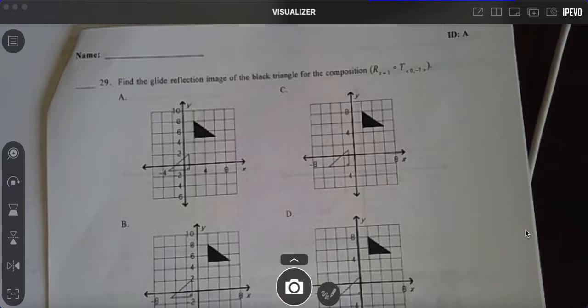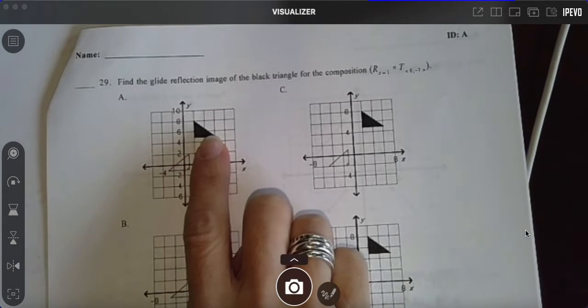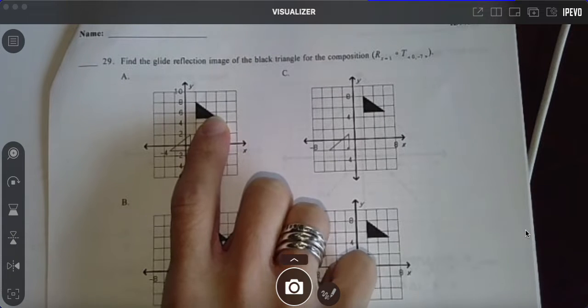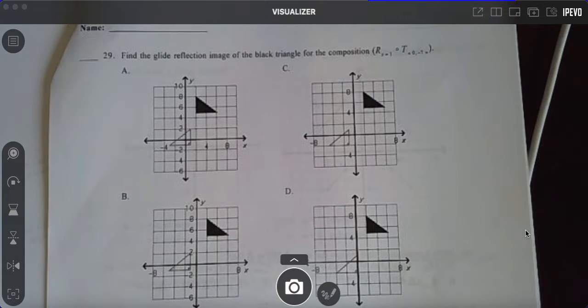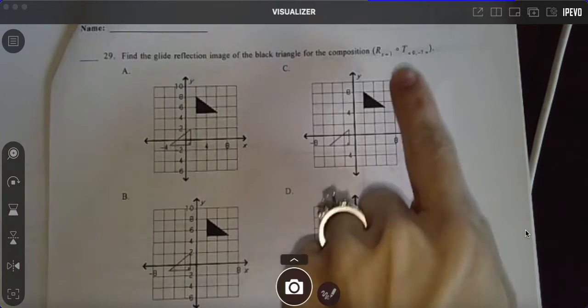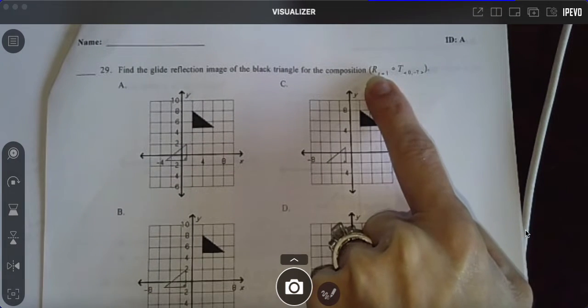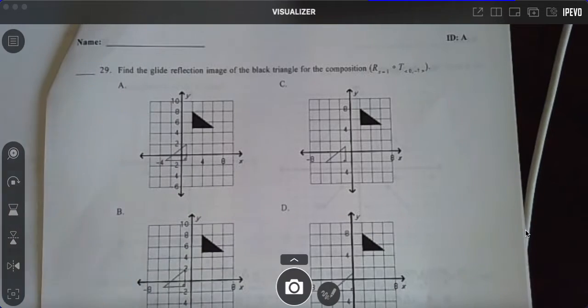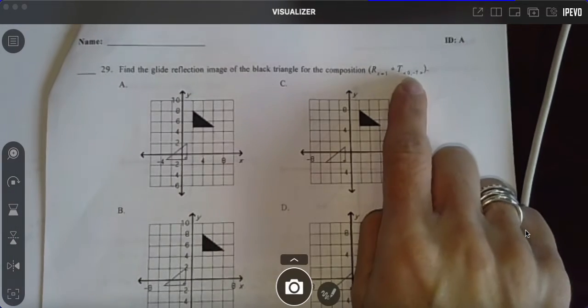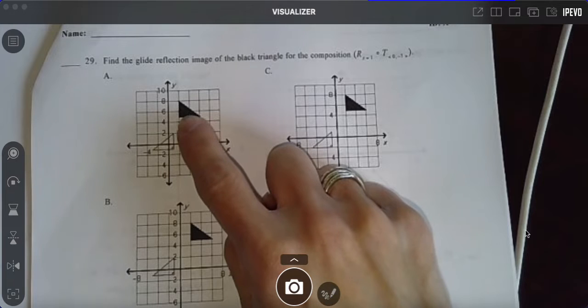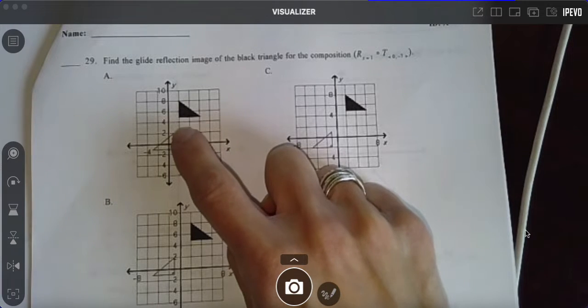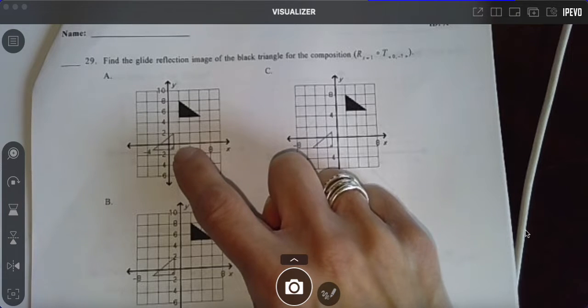Find the glide reflection image of the black triangle. Okay, this one's nice. I like this one better than 27. So we're going to start at our black triangle, and we are going to move it first. Remember, you always do this one first, and then reflect it. So you kind of have to pick and see which one looks like it's actually reflected. So this one means it's moved down 7. So if I take that point, we're counting by 2. So 1, 2, 3, 4, 5, 6, 7.